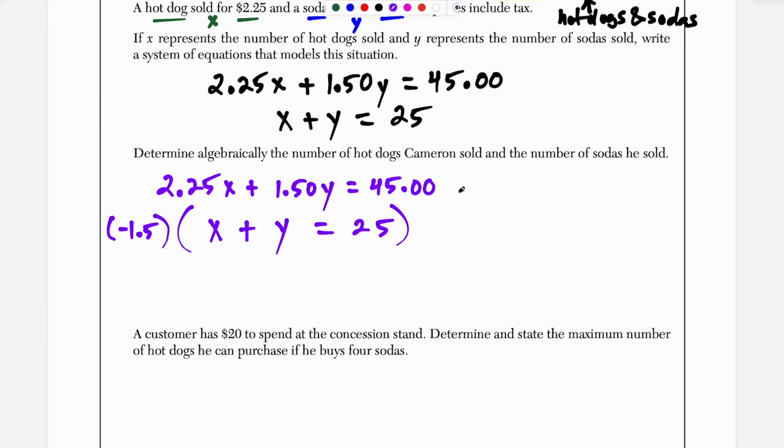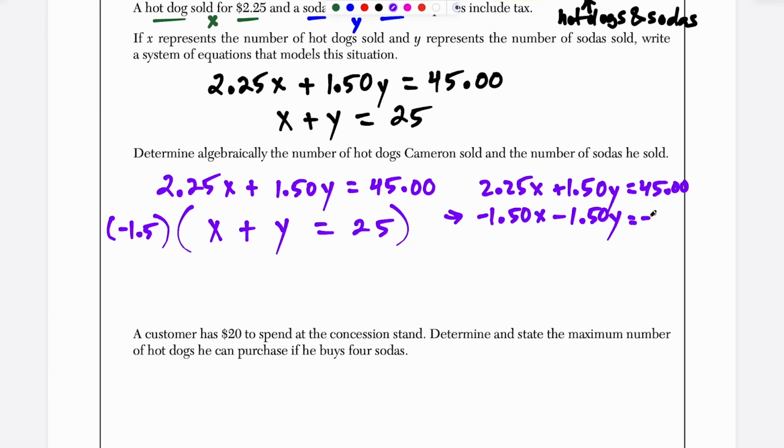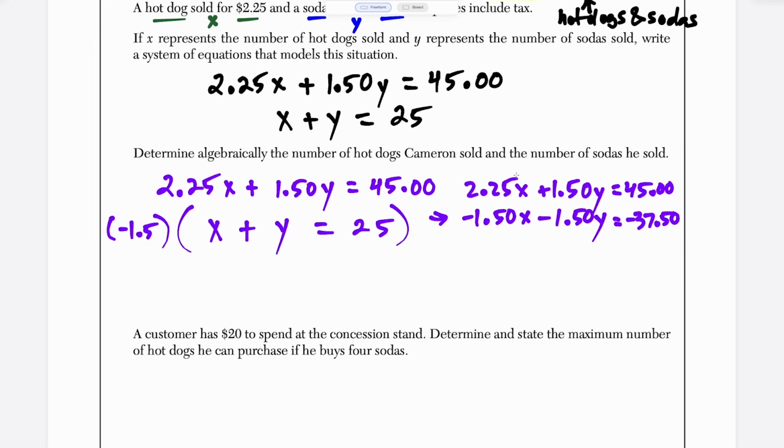So when we simplify this, we have the original equation on top, and this is equal to 45. But now on the bottom, this changes a bit. We're going to have negative 1.5, but I'll put an extra 0 here, x minus 1.50y. And if I do 25 times negative 1.5, you can work that out in a calculator. You're going to get negative 37.50. Okay, let me bring this over here so that we stay within this space.